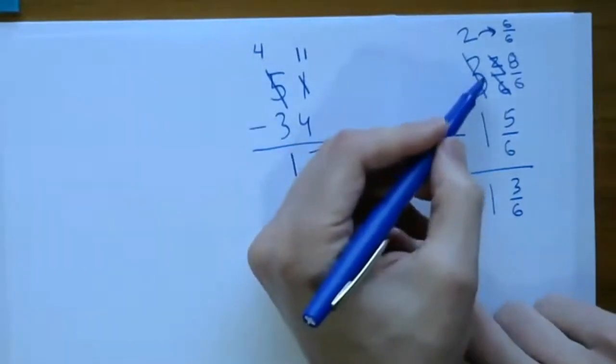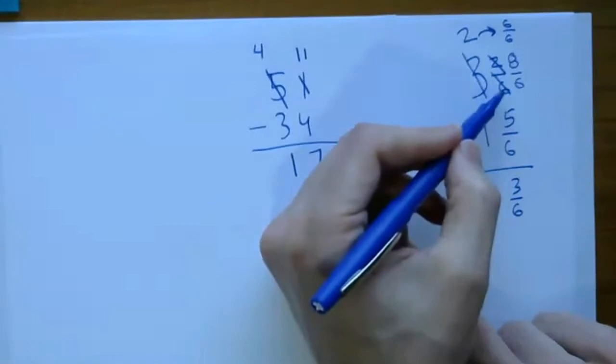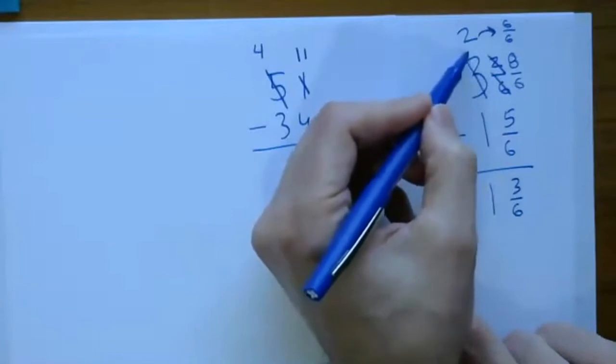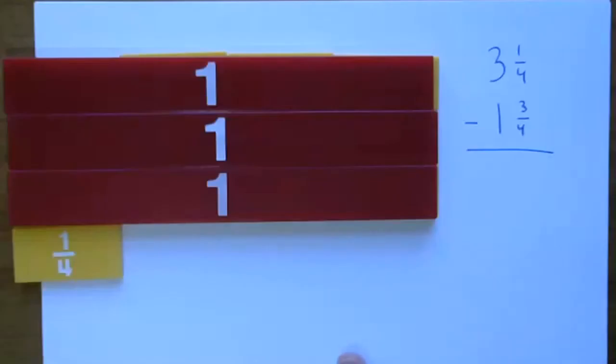Now, with fractions, you just have to pay attention to what is the denominator, and since the denominator here was 6, when I borrowed from that whole, I needed to bring over 6 sixths. Okay, so one final example of this.